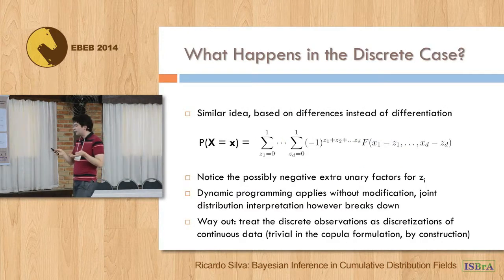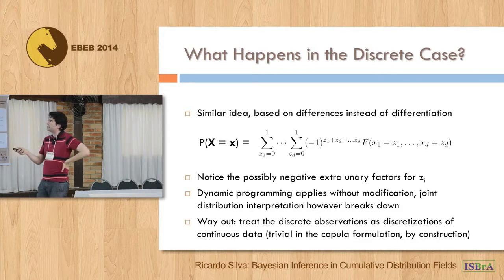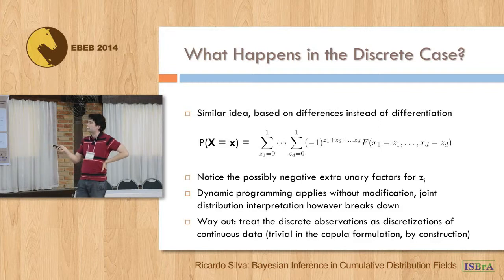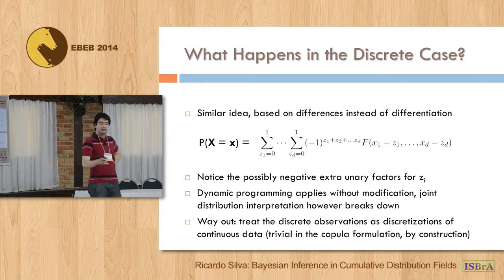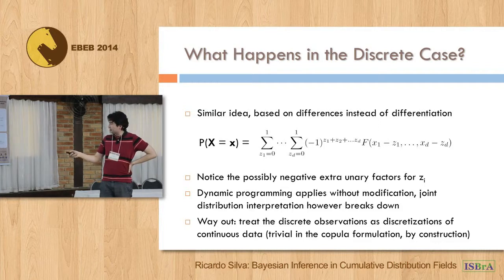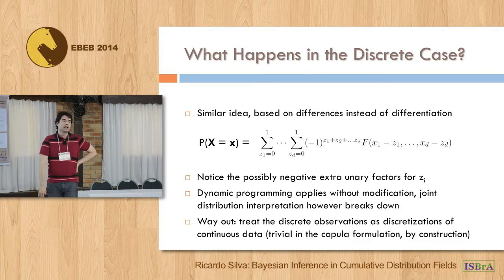If you have a discrete problem, it's slightly more difficult because, as I mentioned, in the discrete case we don't have the usual rule for differentiation, but we have this expression in terms of differences. And here you see some negative terms. So you cannot pretend these variables form a joint distribution with your original variables, because the terms that you have here can be negative. So you don't have this interpretation of the discrete case as having a joint distribution over difference indicators and the original variables.